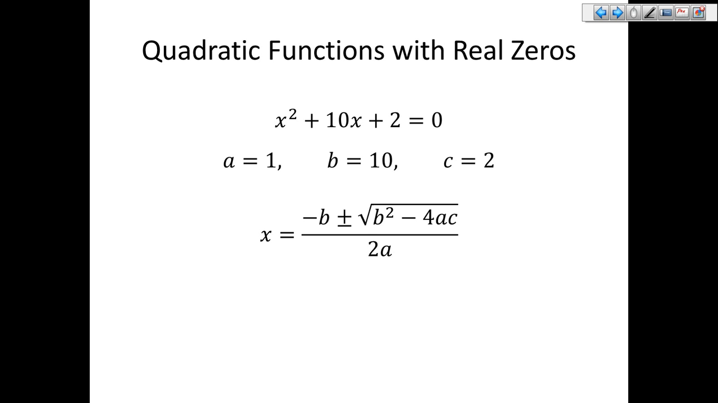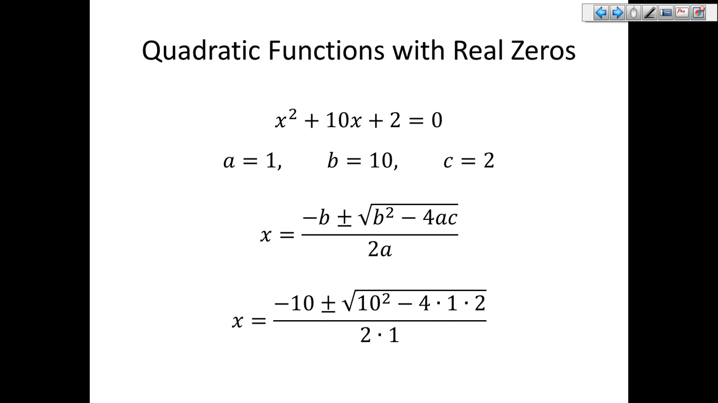So we're going to plug it into the quadratic formula, and this is what we get. Negative 10 plus or minus the square root of 10 squared minus 4 times 1 times 2, all over 2 times 1. Now the first thing to do is to really work on what's inside the square root. That's what we refer to as the discriminant. So we want to work on that stuff first.